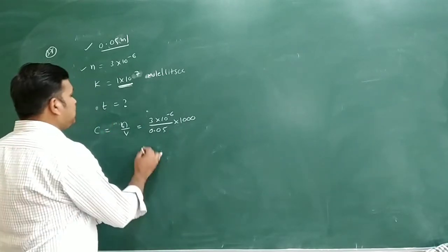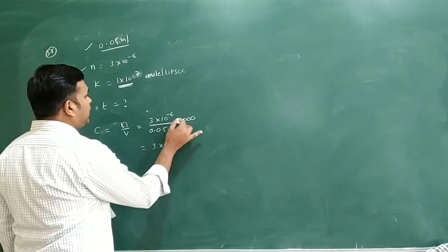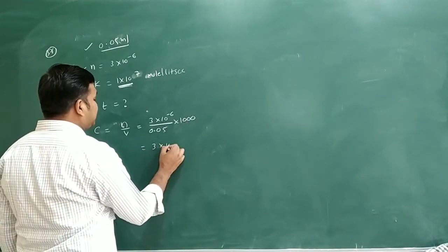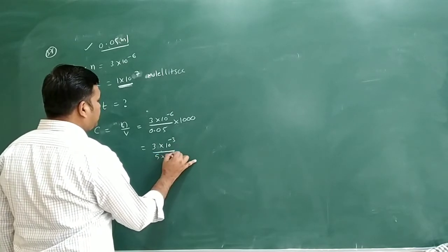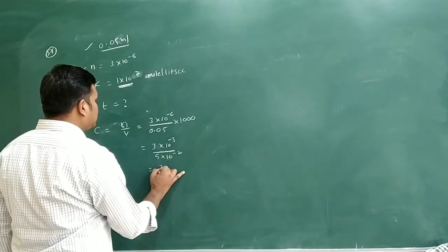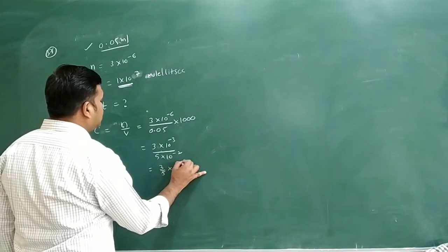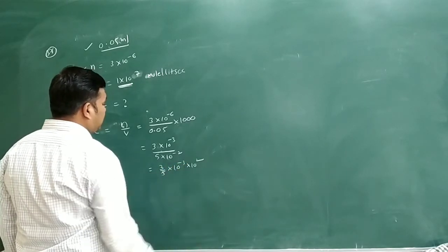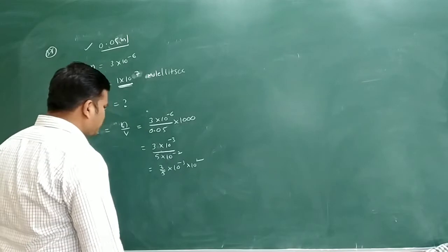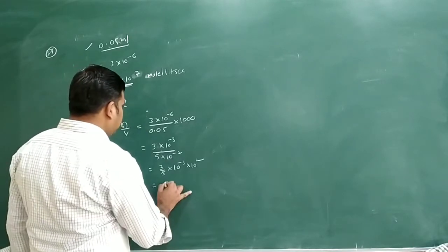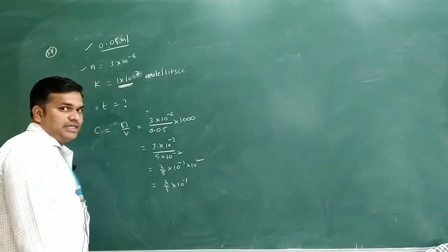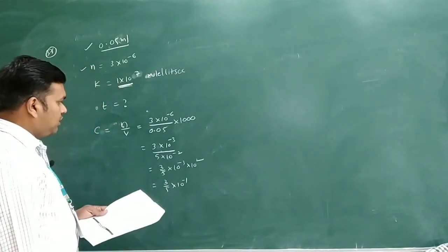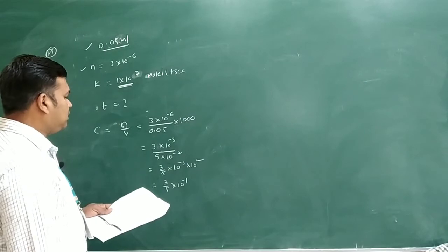So this I will write here: 3 into 10 power minus 6, that is 10 power minus 3, divided by 5 into 10 power minus 2. So this is 3 by 5 into 10 power minus 3, and what do you get? This is 10 square you will get. So 3 by 5 into 10 power minus 1 you will get.